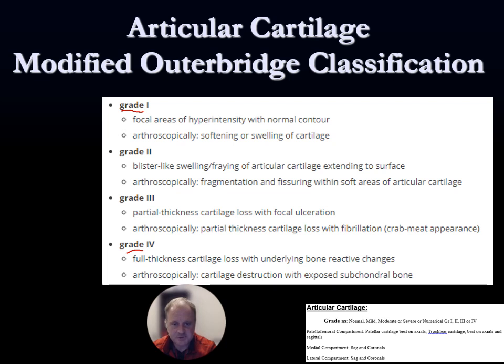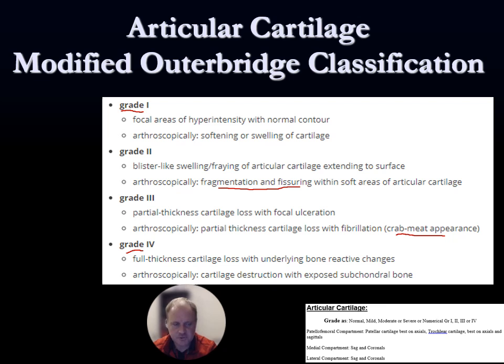Some that I'd like to emphasize are grade 2, just think about it as fragmentation and fissuring. Grade 3, crab meat. I think that's a very descriptive appearance to know what that looks like, but it is near full thickness loss of cartilage. And then grade 4 is just full thickness cartilage destruction with exposed subchondral bone.